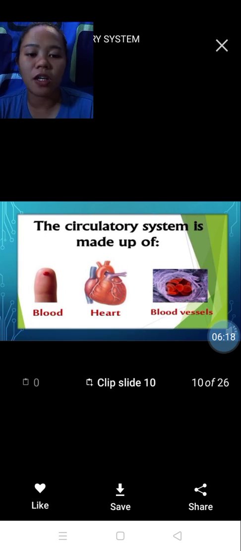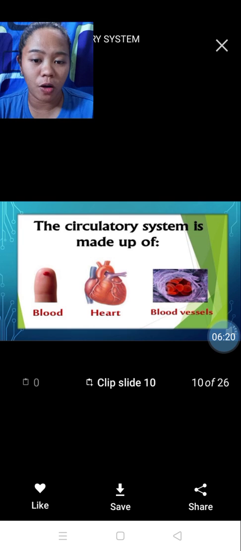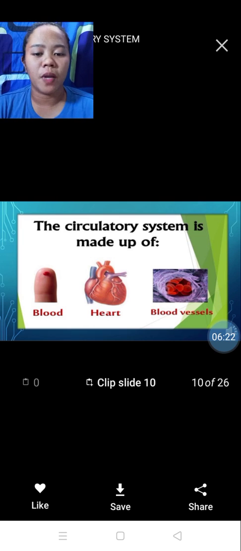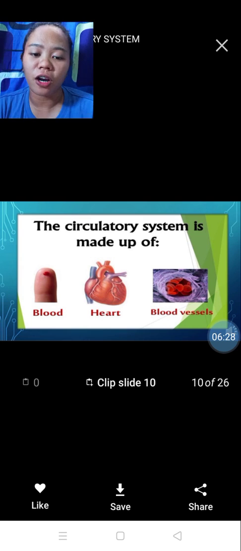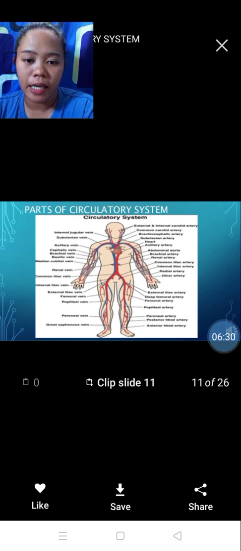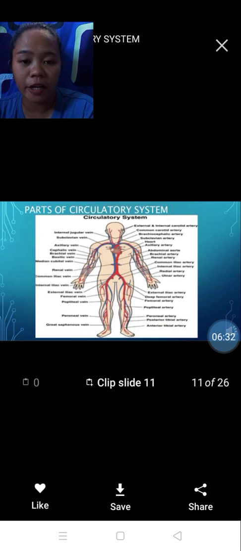The circulatory system is made up of blood, heart, and blood vessels. We have here the diagram.